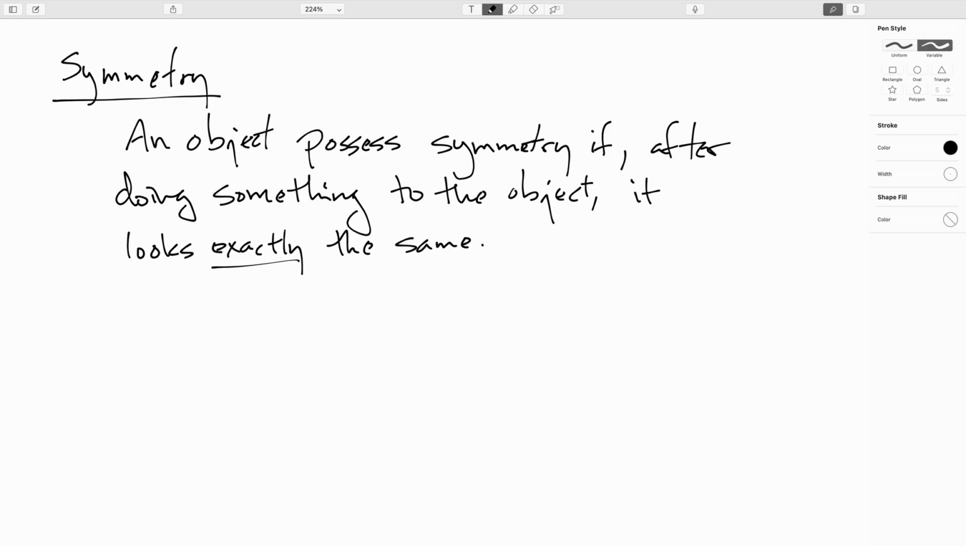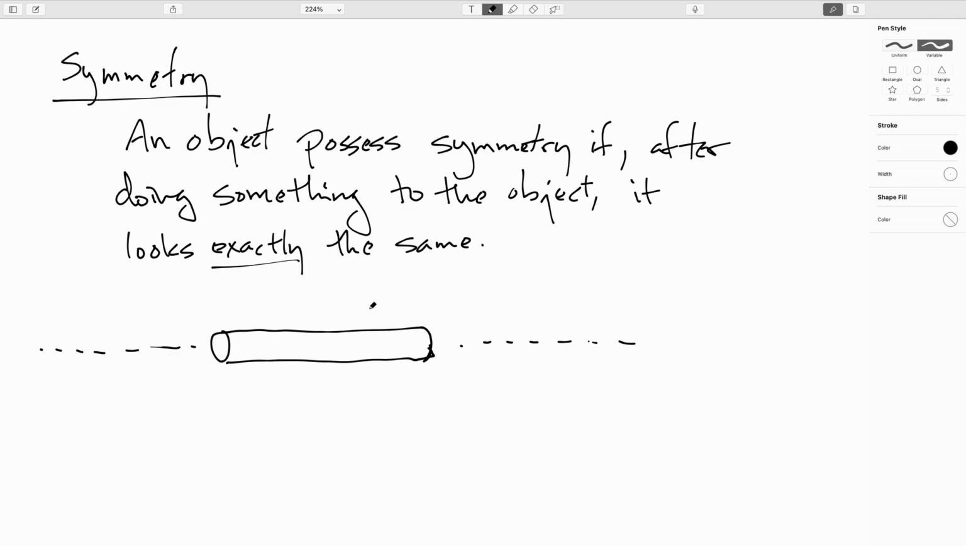So let's start with defining symmetry. A physicist would say that an object possesses symmetry if, after doing something to the object, it looks exactly the same. So let's just start by thinking about a cylinder. And let's say that this cylinder is infinitely long.